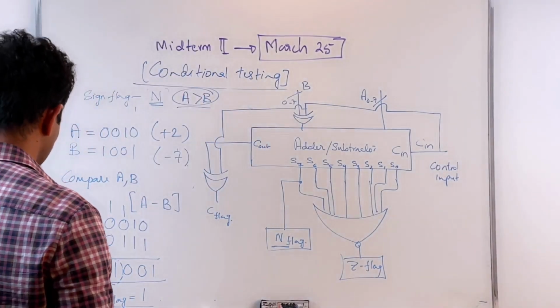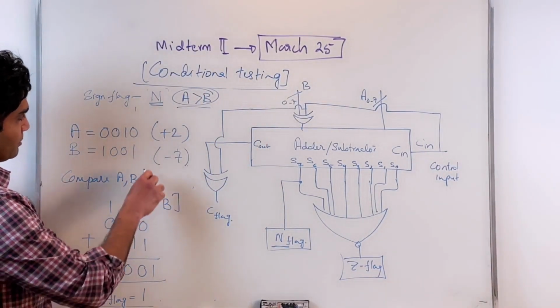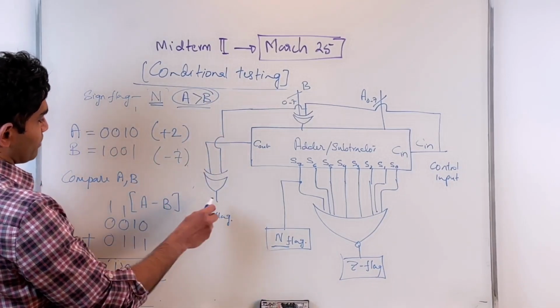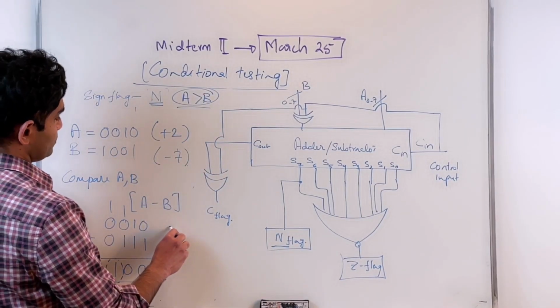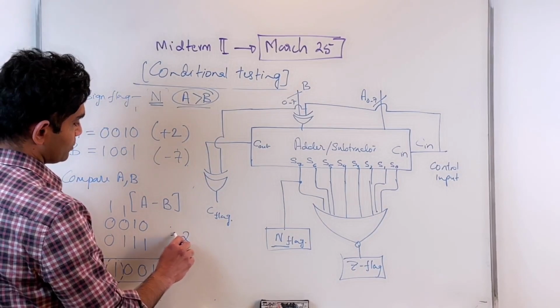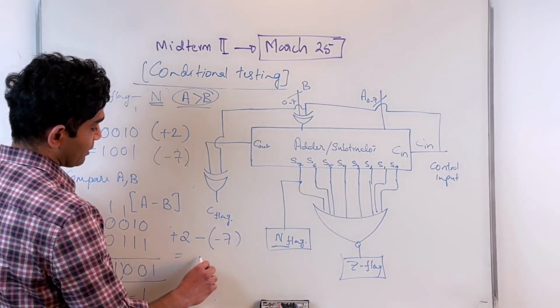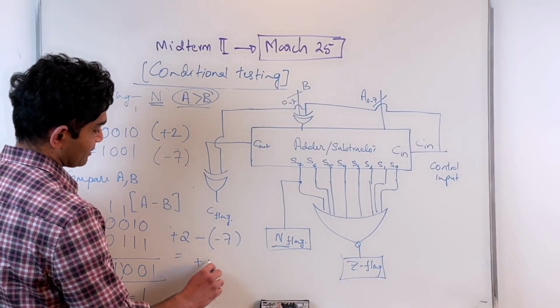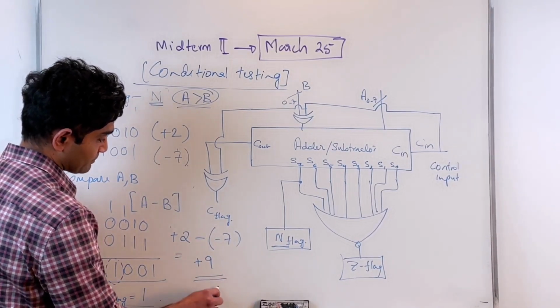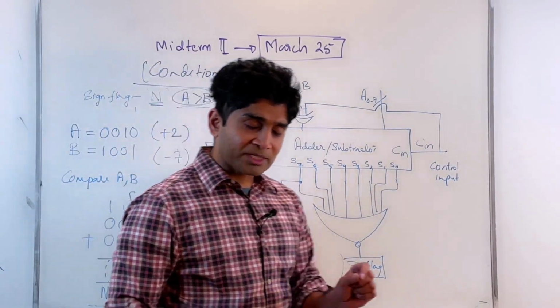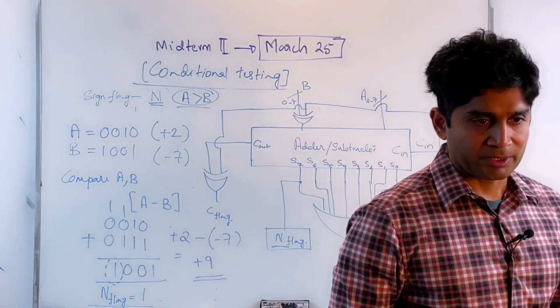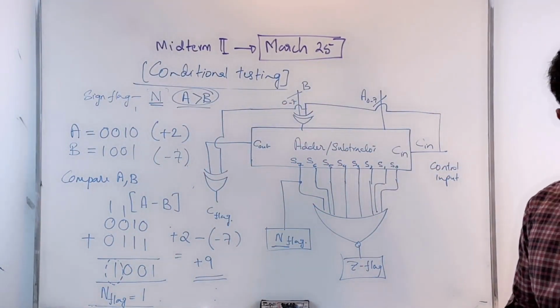Yeah, that's correct. When I'm doing this a minus b operation, that means I'm trying to do plus 2 minus or minus 7, right? The answer I got was plus 9. It should have been positive 9. When I'm working with 4 bits, can I represent plus 9 within the 4 bits?